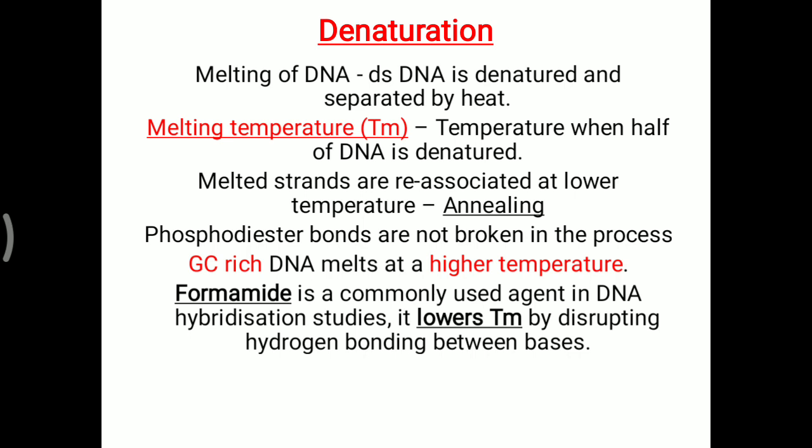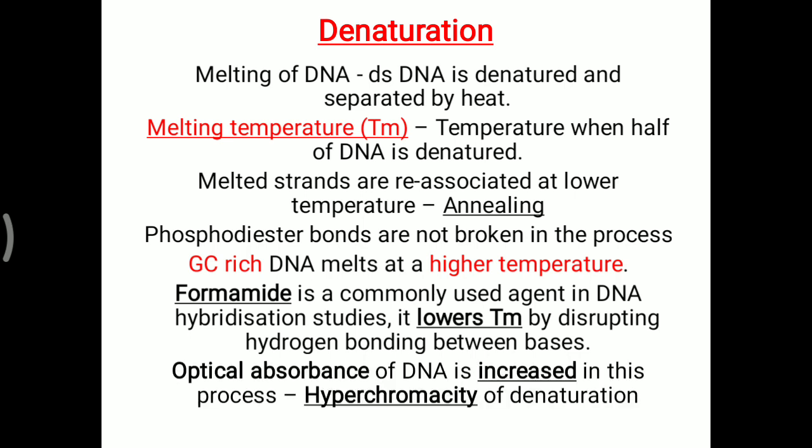Formamide is a commonly used chemical agent in DNA hybridization studies. It lowers the melting temperature by disrupting hydrogen bonding between the bases. So formamide can be utilized to lower the melting temperature. So that is about denaturation.